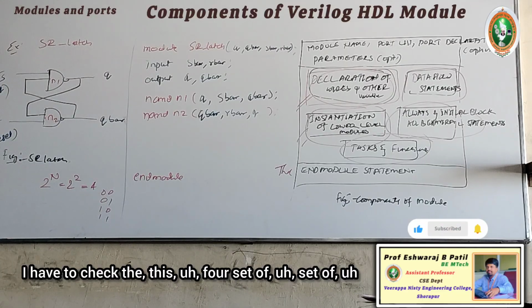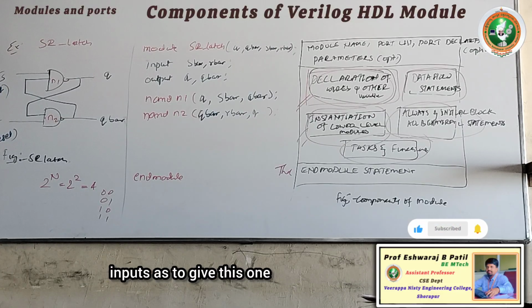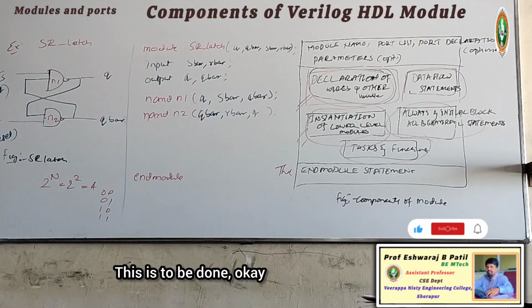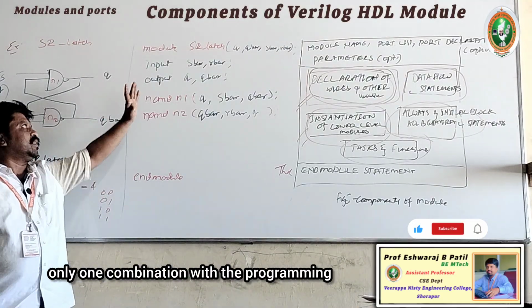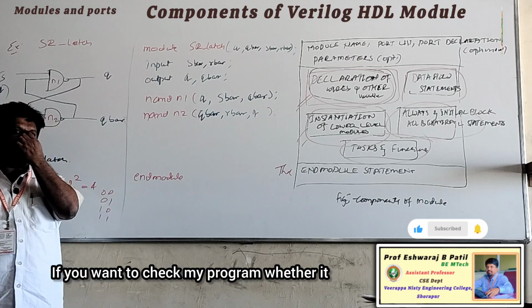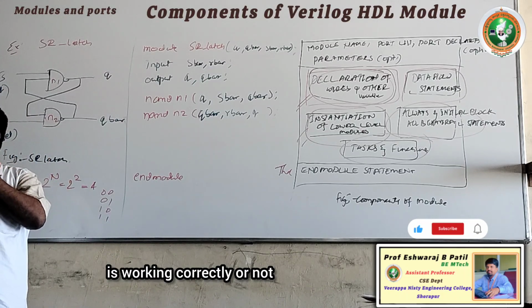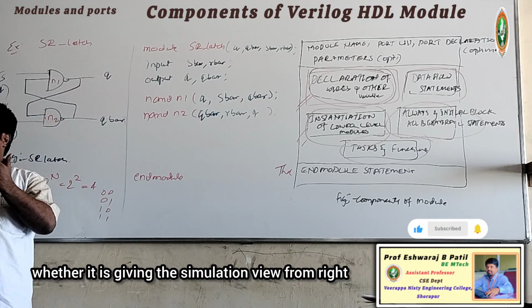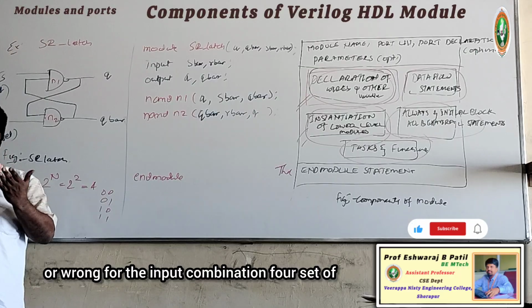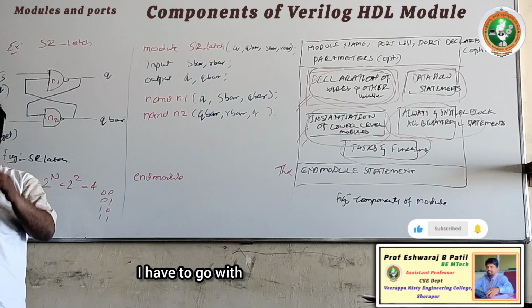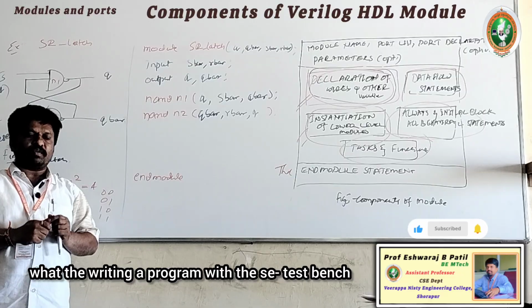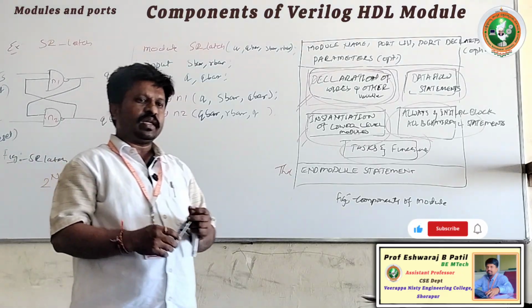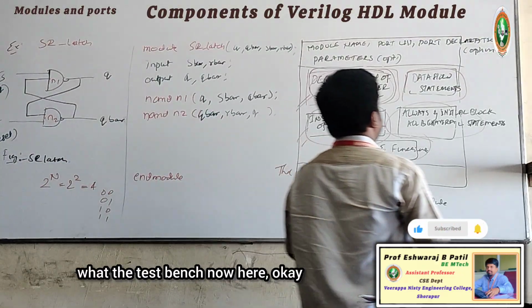I have to check these 4 sets of inputs. This is to be done. I can check the inputs only in one combination with the programming. If you want to check whether my program is working correctly or not, whether it is giving the simulation waveform right or wrong for the 4 input combinations, I have to write a program with the test bench. What is that? Test bench.